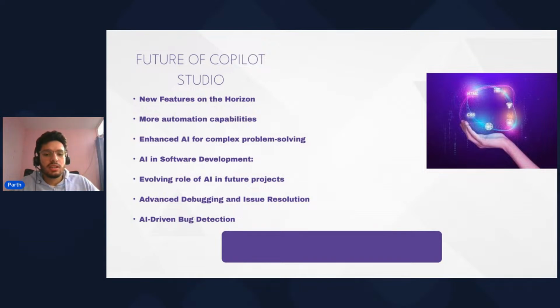All right, so now we can discuss some future scope of Copilot Studio. First of all, we have new features on the horizon. There are plenty of features that are going to come to Copilot Studio, like security enhancement. It's going to enhance the security even further. It is probably going to try to predict the errors you're going to make in the code if you are using some wrong practices in the code. There are very insane features up on the horizon for Copilot Studio.